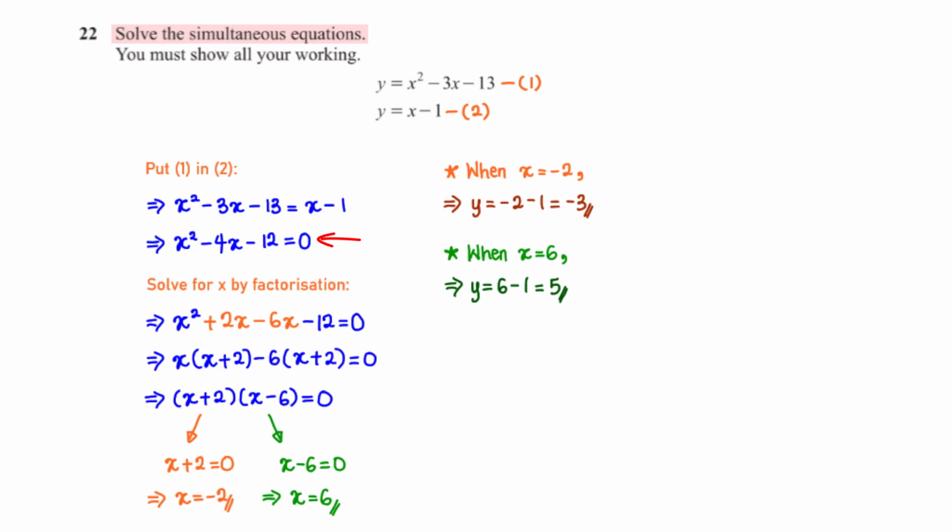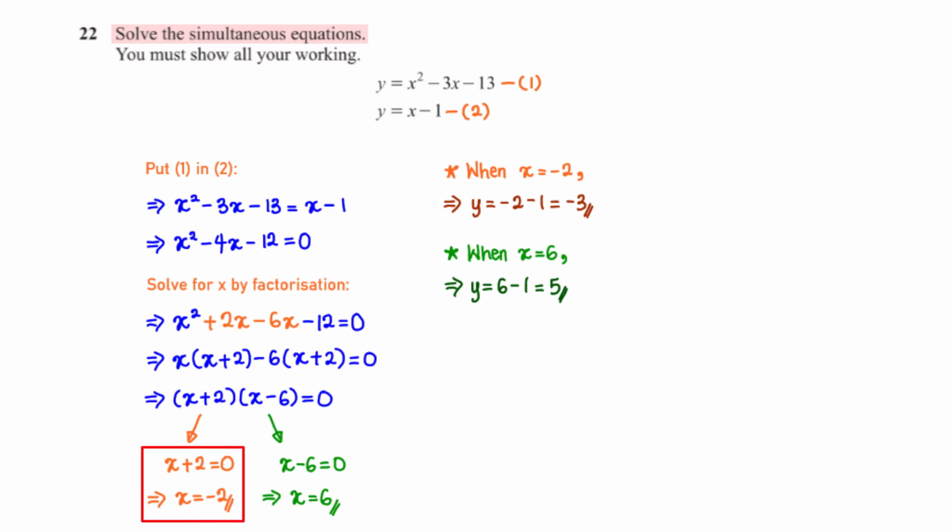We can solve for x by factorization. We can rewrite negative 4x as 2x minus 6x. For the first two terms, when we factor out x, we are left with x plus 2. And for the final two terms, when we factor out negative 6, we are left with x plus 2. This can be rewritten as x plus 2 times x minus 6 equals 0.